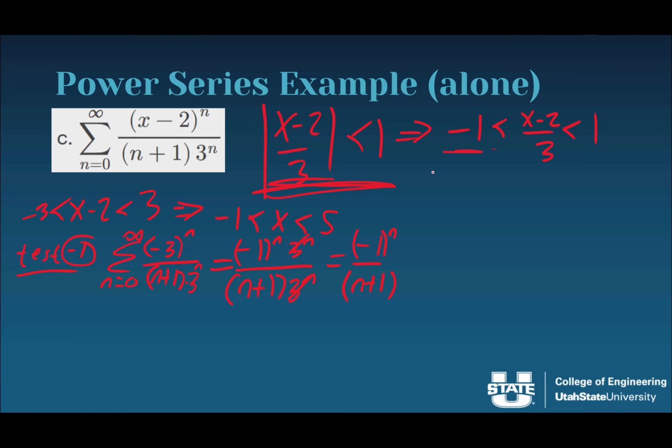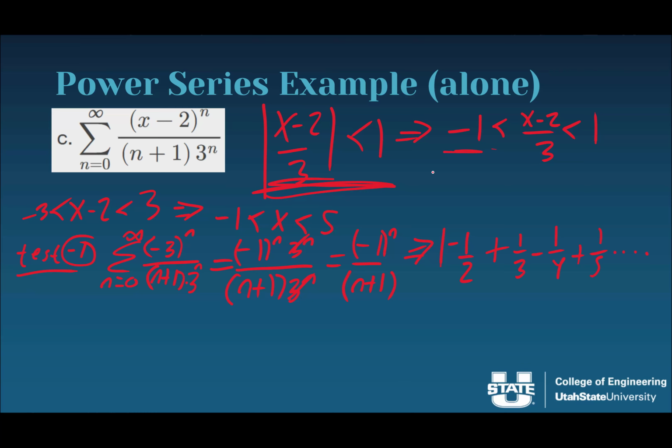Now let's plug in some values and see what happens. If n equals 0, what is it going to equal? Actually, it's going to equal 1. And if n equals 1, it's going to equal negative 1/2. Then if n equals 2, it's going to equal 1/3, minus 1/4, plus 1/5, all the way there.